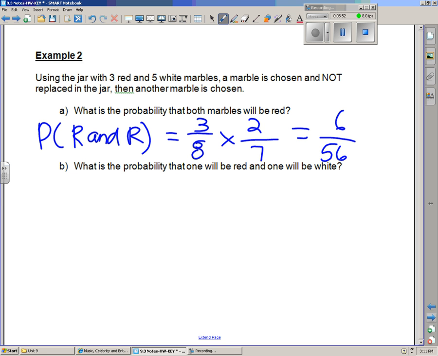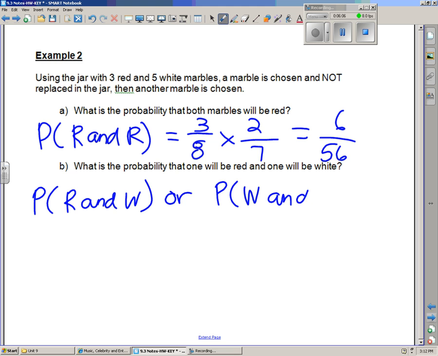What's the probability that one's going to be red and one's going to be white? Well, let's see. If we talk about that, I could pick out a red first and then a white, but that's not the only combination. I could also pick out a white first and then it's followed by a red. So both of those are very different draws, but that gives you still a red and a white.